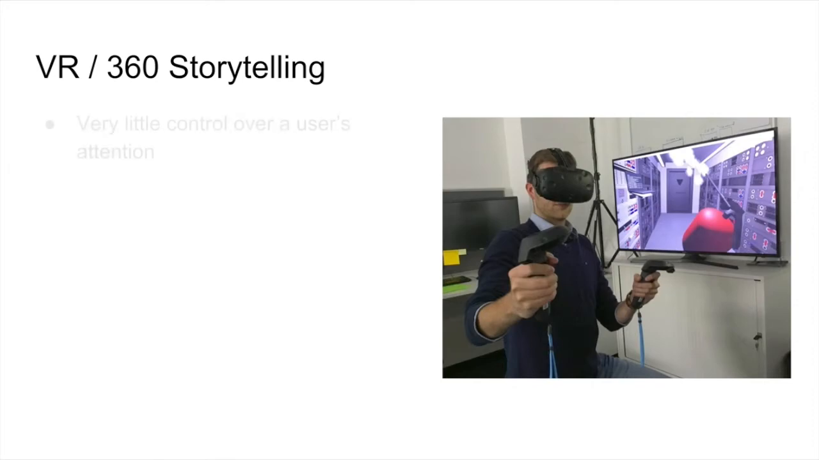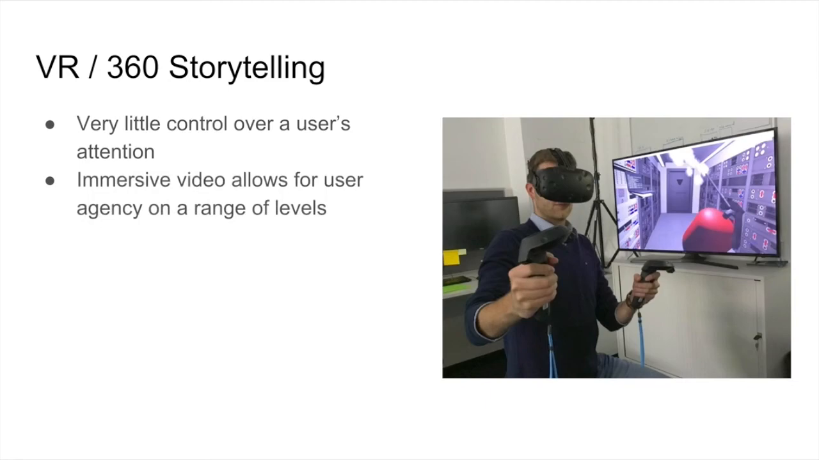With 360 video, it's a little bit different because you have very little control over a user's attention. Whereas before we could use leading lines or rule of thirds to help guide somebody's eye, in a 360 video you never know where they're looking at any given point. And so that becomes kind of a challenge for a storyteller. You have to be very intentional in how you guide your viewers through an experience.